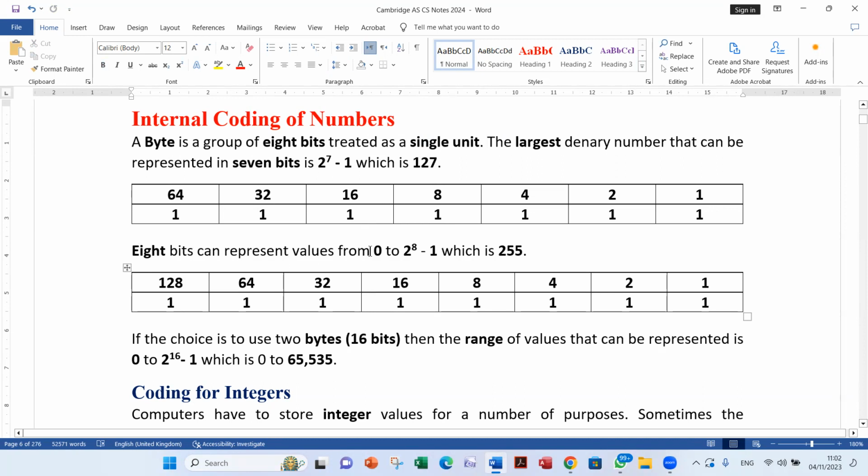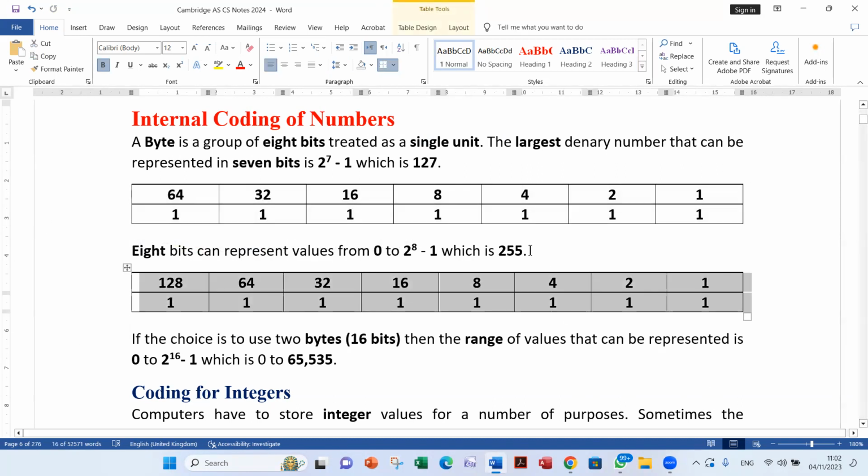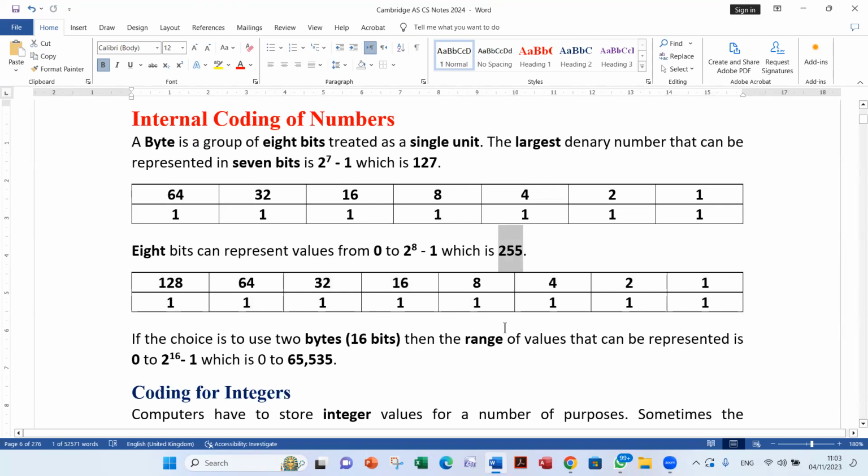8 bits can represent values from 0 to 2 to the power of 8 minus 1. Here you have 7 bits. Here you have 8 bits. So the range goes up to 255, which is 2 to the power of 8, 256 minus 1, that is 255.